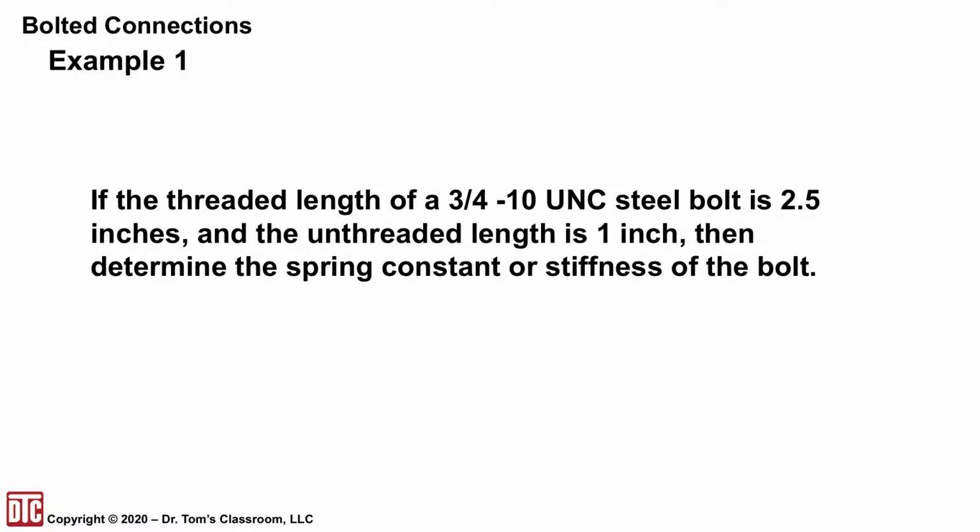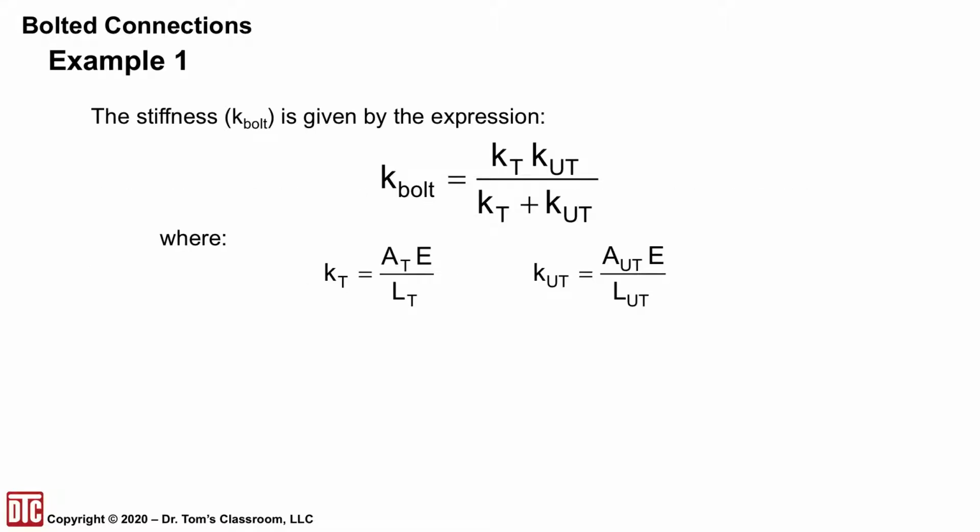So let's look at an example here. We have a threaded length of a 3/4-10 UNC coarse steel bolt of 2.5 inches and the unthreaded length is 1 inch. Then determine the spring constant or stiffness of this bolt. Okay, so we start with our equation of K bolt and our two individual K's, K sub T and K sub UT.